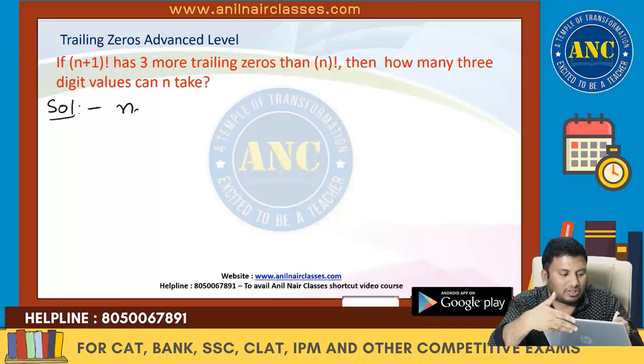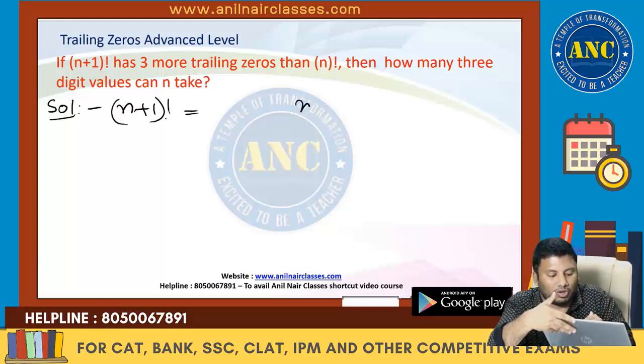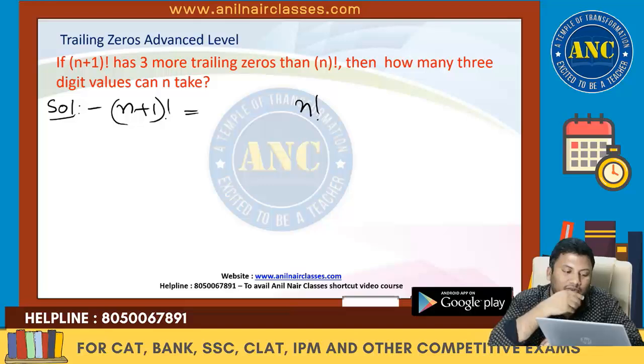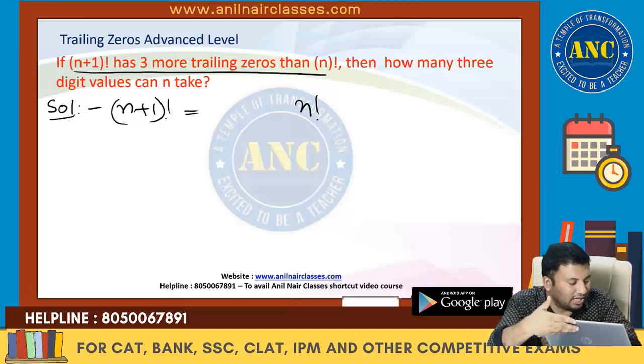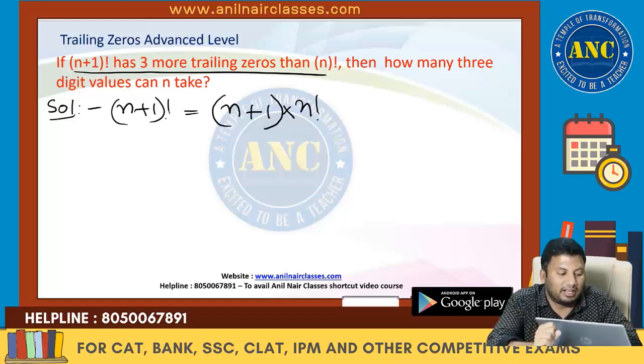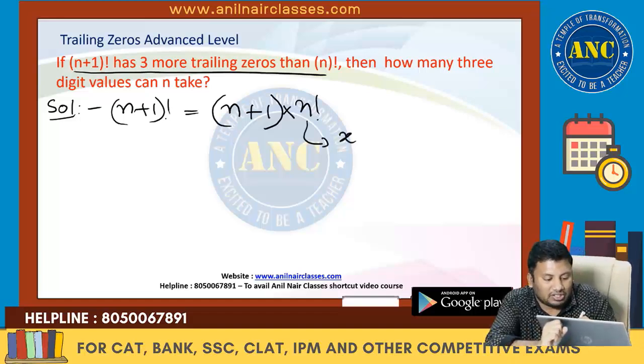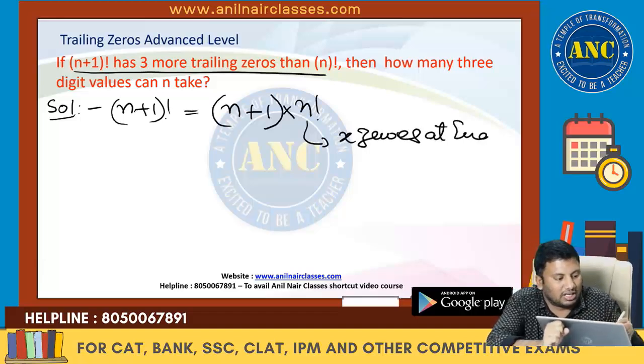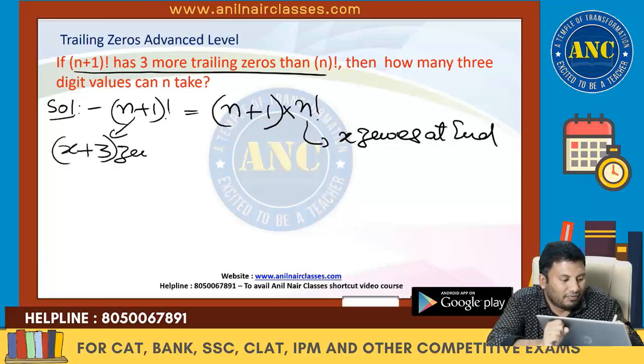Solution. (n+1)! has 3 more trailing zeros than n!. (n+1)! is nothing but (n+1) times n!. Am I right? If n! has x zeros at the end, then (n+1)! has x plus 3 zeros at the end.